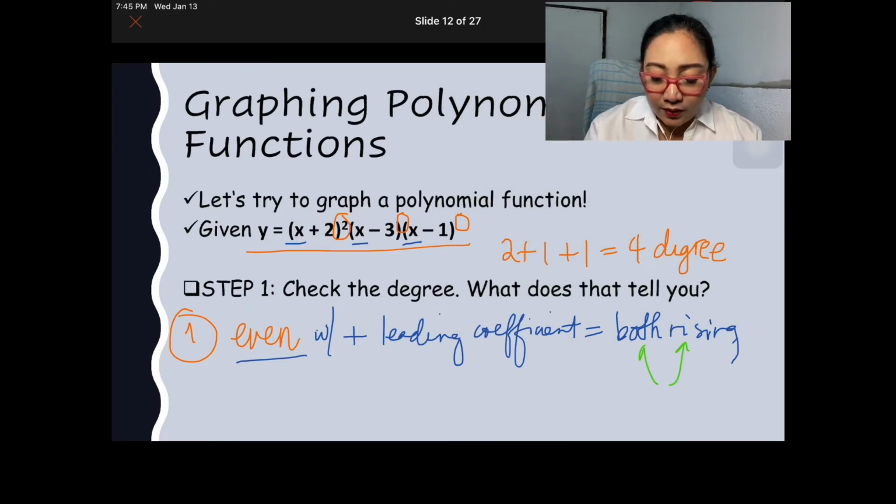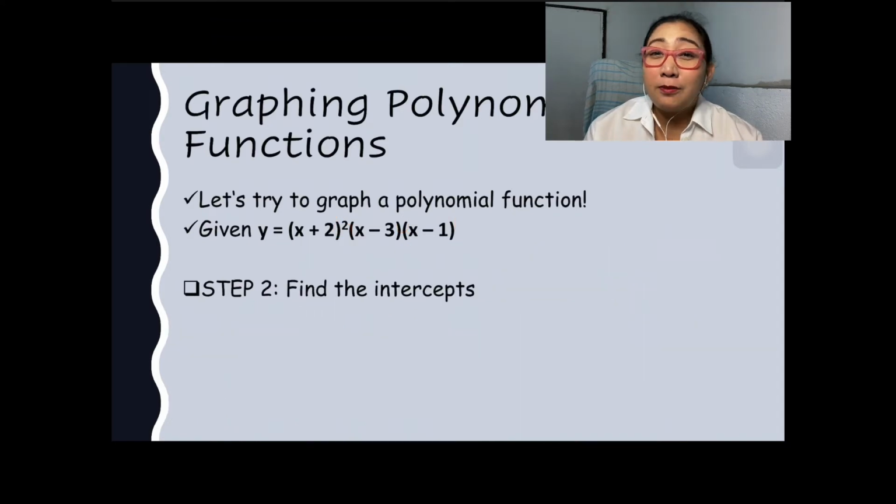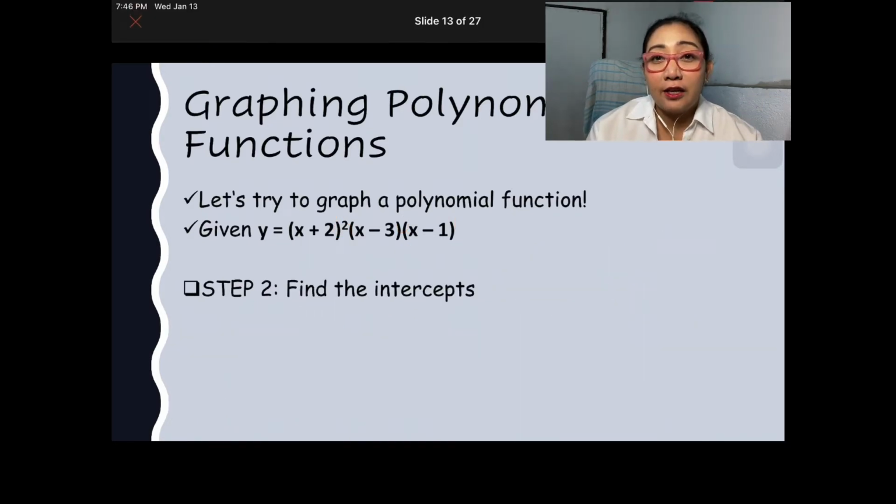And then, number 2 is, ano pang mapupulot natin dyan? So, yung kakaaral lang natin na turning points. So, ang gagawin natin, 4 minus 1, we know that there is a maximum of 3 turning points. Okay? Alright. So, 3 beses at the most, magbabago ng direksyon ng ating graph. The next step is going to be to find your intercepts. So, kung saan magta-touch ang ating graph sa x-axis at saka sa y-axis.